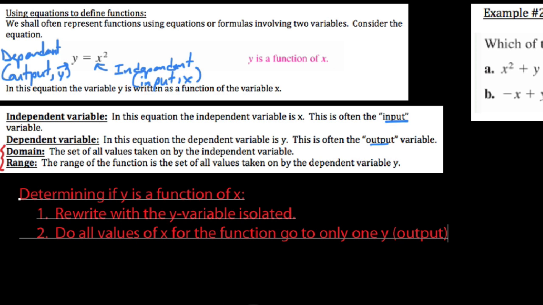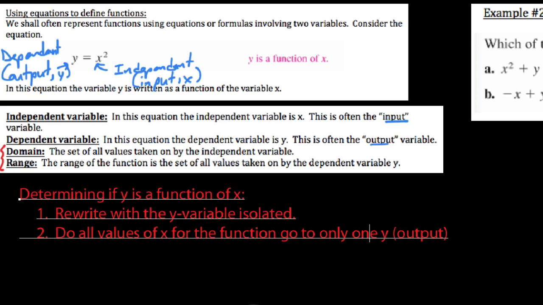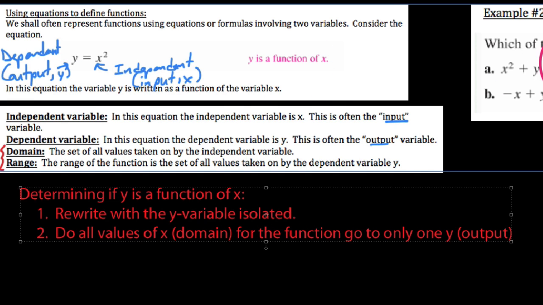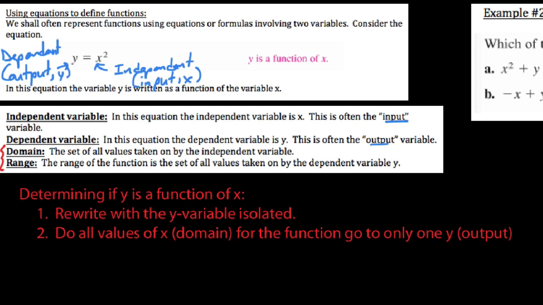Okay, so we can go back and throw that in here. Let's go ahead and do that. Do all values of x in the domain for the function go to only one y output? And we're going to take a look at these two equations over here and determine whether y is a function of x. The question really is, which of the equations represents y as a function of x, if any?